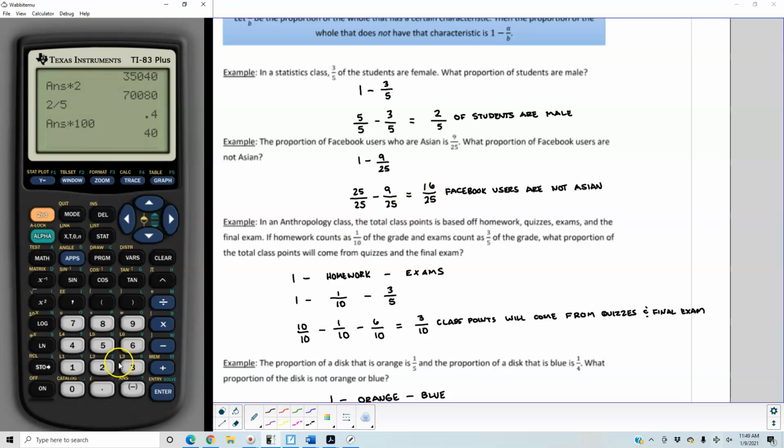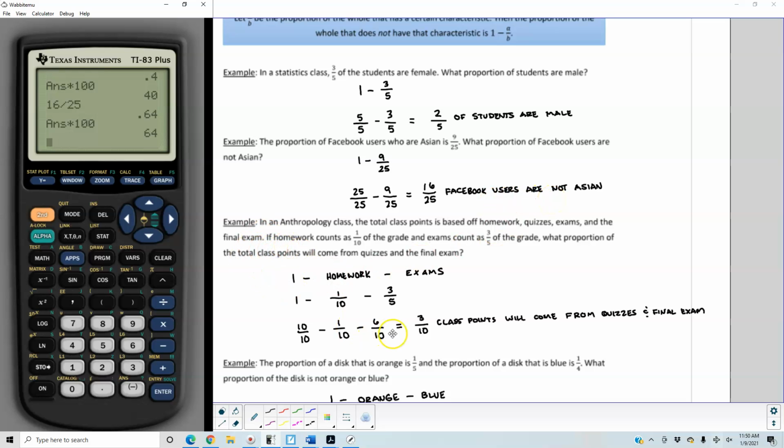Likewise, 16 over 25. Let's go ahead and write that as a decimal. So 16 divided by 25 gives us a decimal of 0.64. If we want to write that as a percentage, we would multiply by 100, and that means that 64% of Facebook users are not Asian.